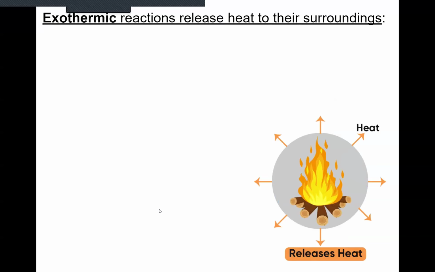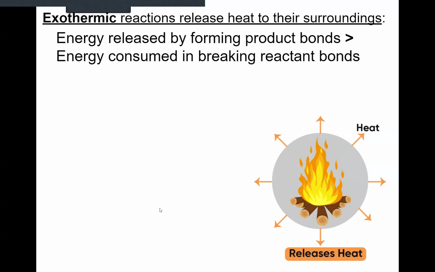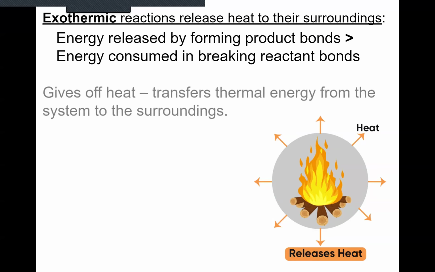Just the opposite is going to be the case for exothermic reactions. Exothermic reactions release heat to the surroundings. If we compare the energy released by forming product bonds to the energy consumed in breaking reactant bonds, we would say the energy released by forming product bonds is greater than that consumed in breaking reactant bonds. Exothermic reactions give off heat. They're transferring thermal energy from the system to the surroundings, and ultimately the source of that thermal energy are the chemical bonds that make up the substance.